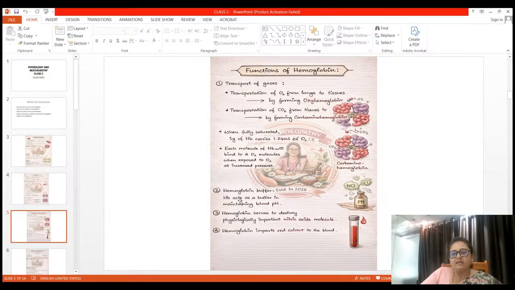Okay, hemoglobin also acts as buffer in maintaining blood pH. Hemoglobin serves to destroy physiologically important nitric oxide molecule, and hemoglobin imparts red color to blood. The blood from mammals is red in color because of presence of hemoglobin.